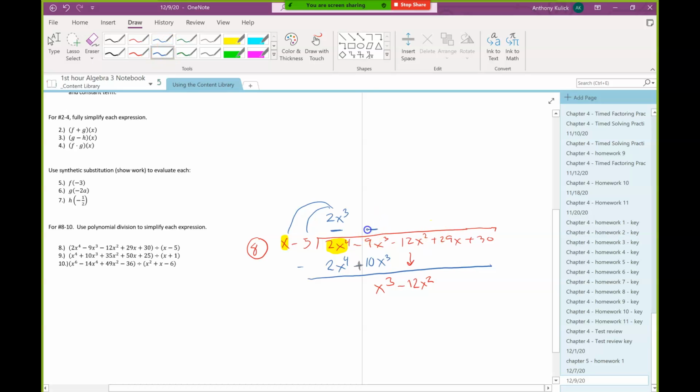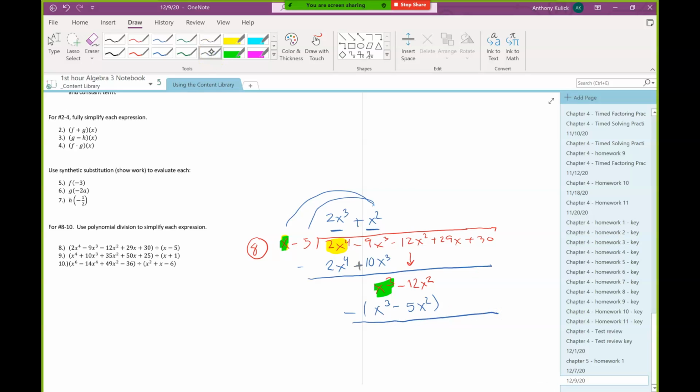And then we'll repeat. So we'll ask ourselves, what times x gives me x cubed? Well, that should be x squared, because x squared times x gives me x cubed. So I'll multiply that to both parts of the divisor. So x squared times x is x cubed, and negative 5 times x squared is negative 5x squared. And then we'll subtract down.